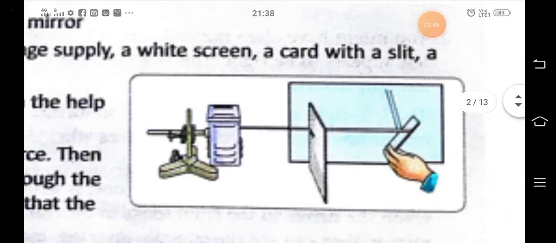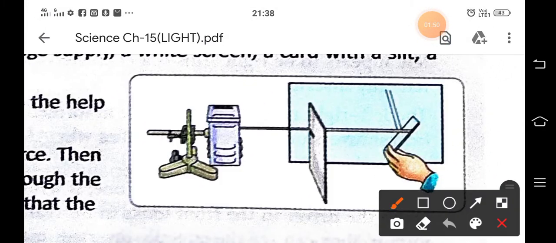See here, this is the stand and this is the compact source of light. From here the light is coming. This is a cardboard having a slit in it, a small hole. Then the light rays pass through it onto this mirror.